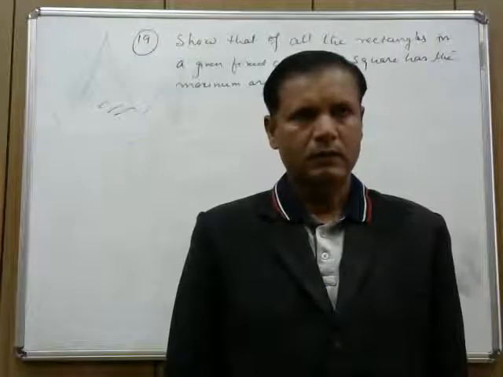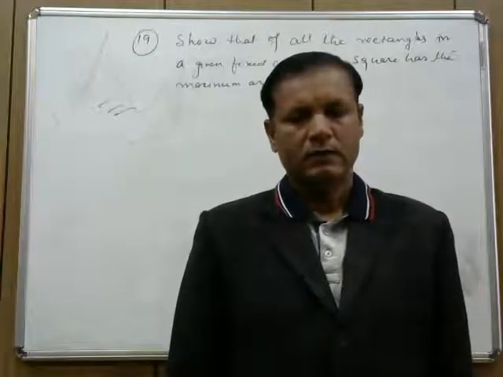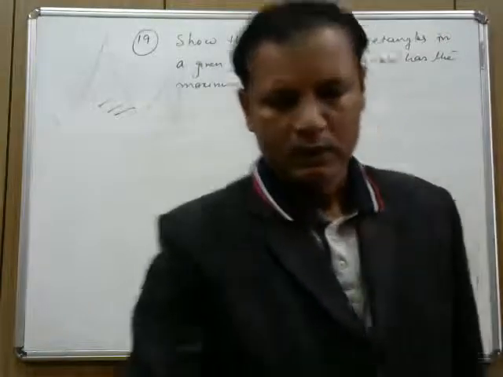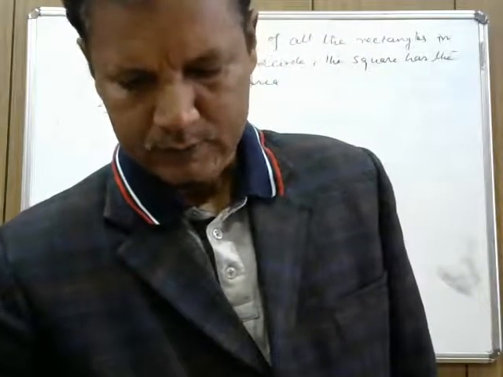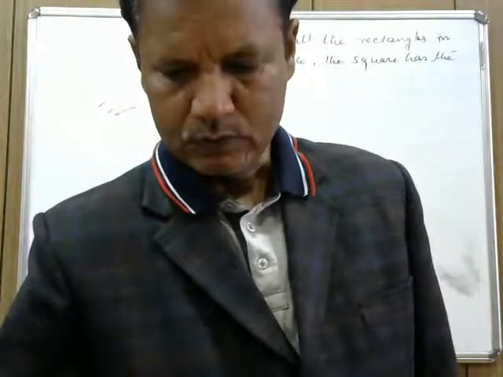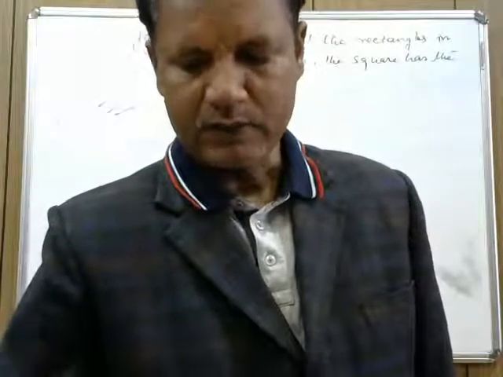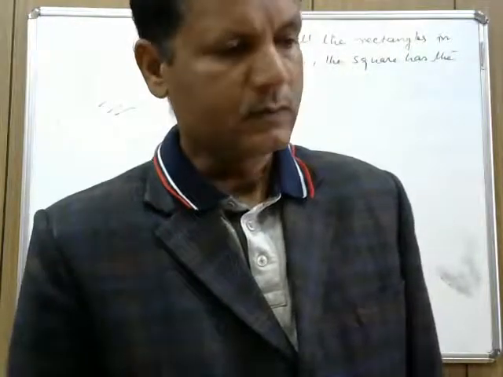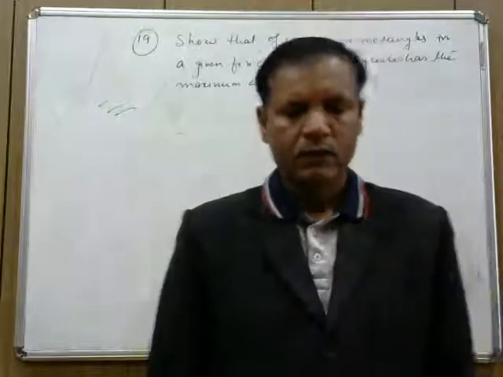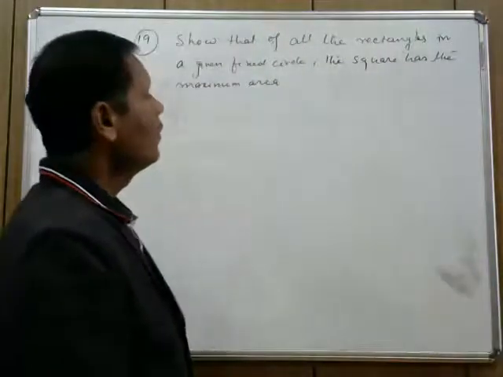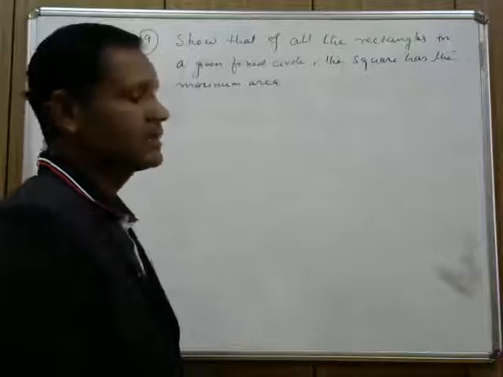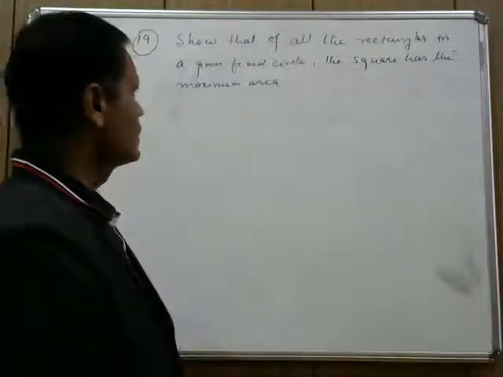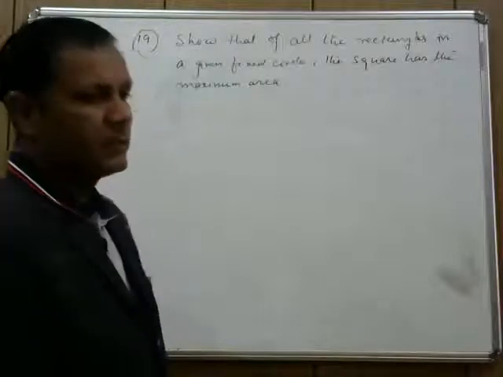Right, in the last lecture I have done up to question number 13, 14, I think, right? 17, a square piece of tin, and question 18 is also almost the same. Now question number 19 I have in front of me. Show that of all the rectangles in a given fixed circle, the square has the maximum area.